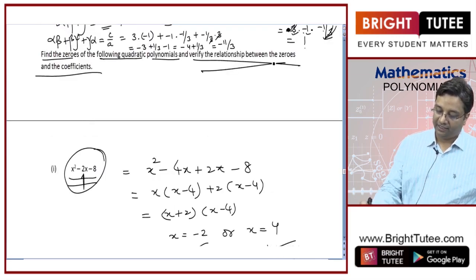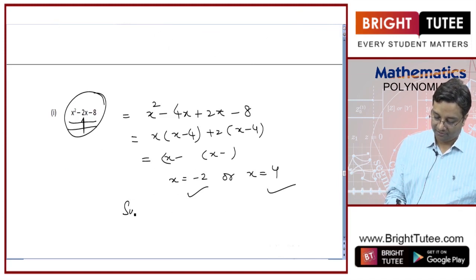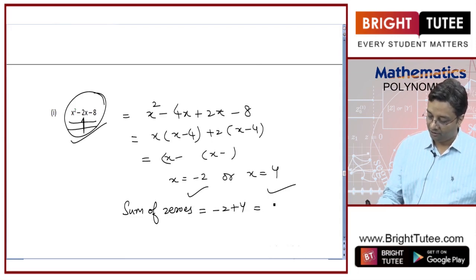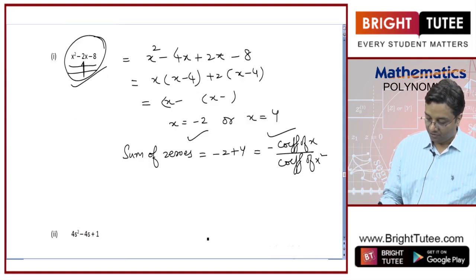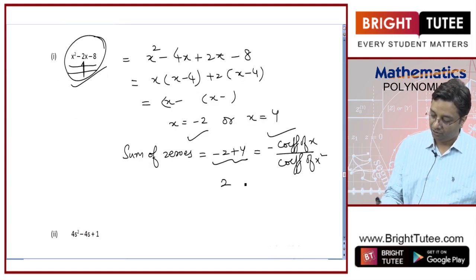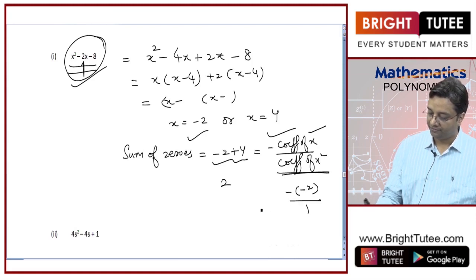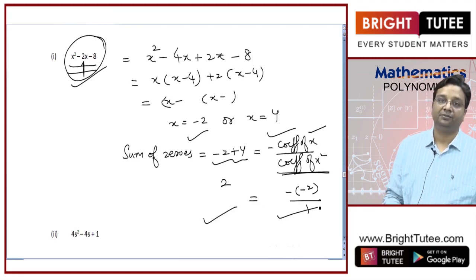And to verify the relation, we know that sum of zeros is equal to minus 2 plus 4, and from here sum of zeros should be equal to minus of coefficient of x divided by coefficient of x square. So it is giving me 2, and minus of coefficient of x is minus of minus 2, and coefficient of x square is 1. So yes, the relationship is verified.